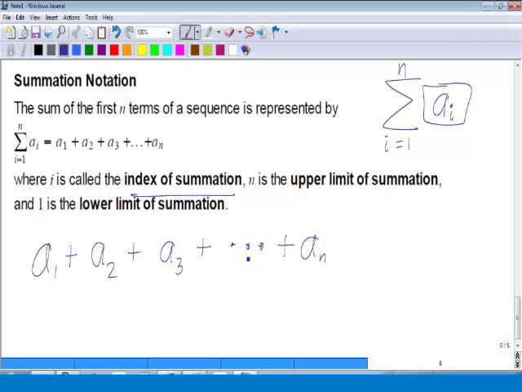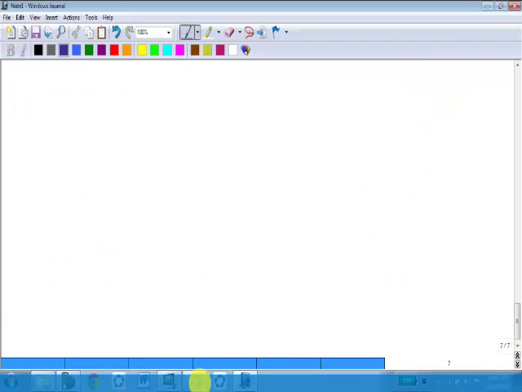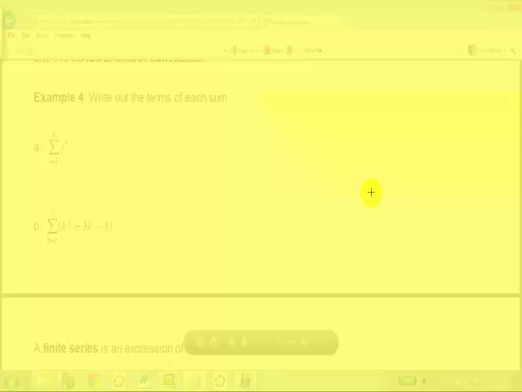The sigma stands for a sum. It means it's not just a sequence with commas in between them, but it's actually the sum of, in this case, finitely many terms. We'll also consider infinite sums of terms of a sequence. The 1 is called the lower limit of summation. The n is called the upper limit of summation. Usually they start at 1, but they don't have to. They can start anywhere and end anywhere.